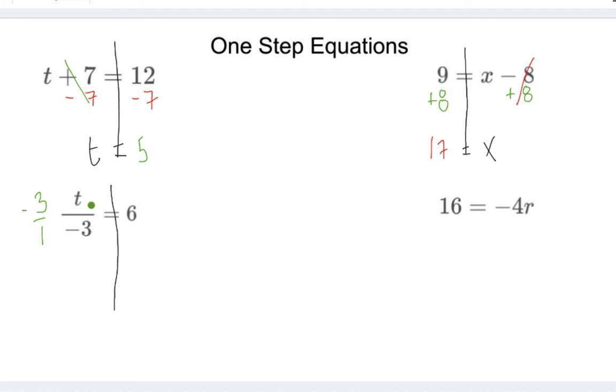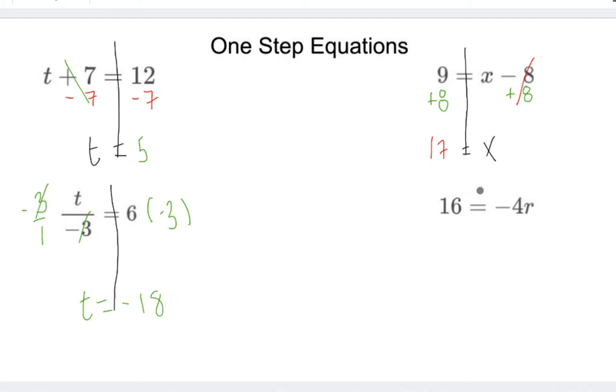This is the inverse property. T divided by negative 3 is really negative 1/3 multiplied by t. The inverse property says that if I multiply by the inverse, I get 1. And the multiplicative identity says that 1 times t is just t. So if there's a negative 3 on the top and a negative 3 on the bottom of a fraction, those cancel out and give you 1. We just need to make sure that also we multiply the right-hand side by negative 3. So 6 multiplied by negative 3 is negative 18.